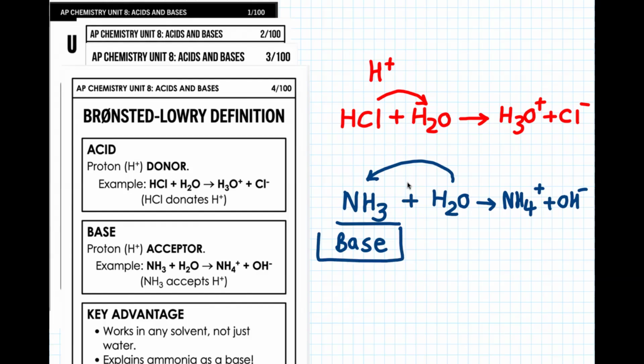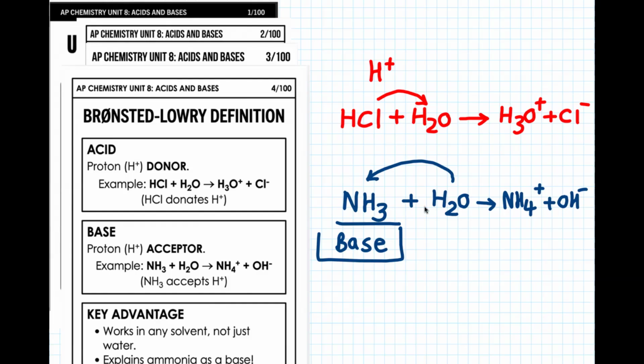So the advantage: this definition works in any solvent. The Arrhenius definition, the previous one, required water. Here it doesn't care. You can have acid-base reactions in liquid ammonia, liquid HF, or any other solvent. The definition is about the proton transfer, not about which solvent is present. What is the second advantage? It explains ammonia as a base. This is a big fix. Remember the Arrhenius limitation? Ammonia has no OH-, so Arrhenius could not call it a base.